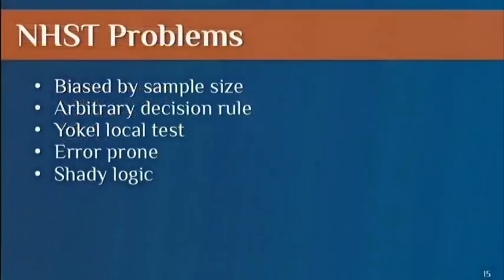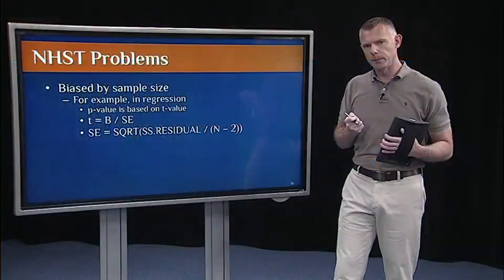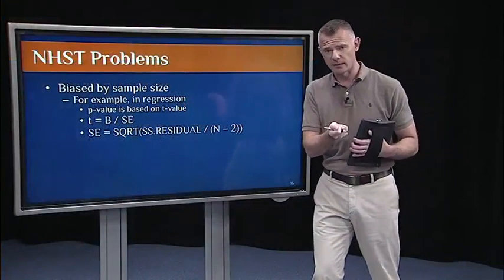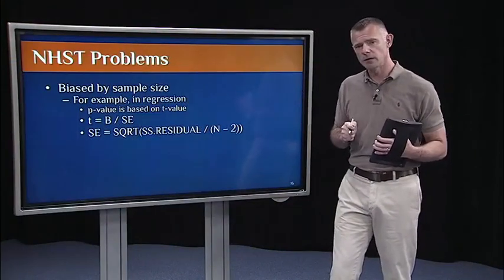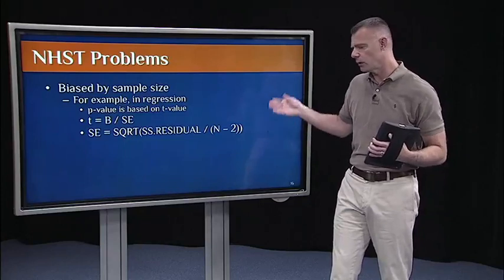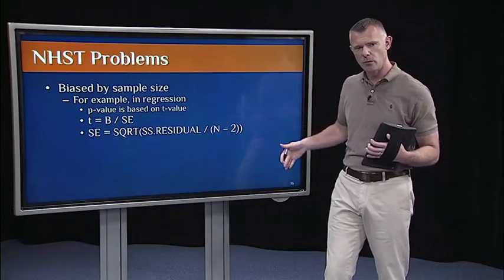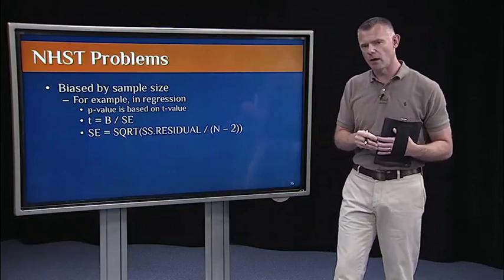The first problem is that it's biased by sample size. So we've already seen this in action if you looked at your R output and your p-values as they relate to sample size. For example, in regression, the p-value that you get in your R output is based on the t-value that's calculated, and the t-value in regression is the unstandardized regression coefficient b divided by standard error, where standard error is the square root of the sum of squares residual divided by sample size minus 2. Okay, we went through these calculations as we talked about regression. You can verify them by looking in your R output.